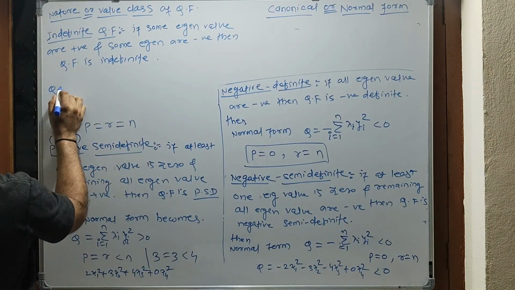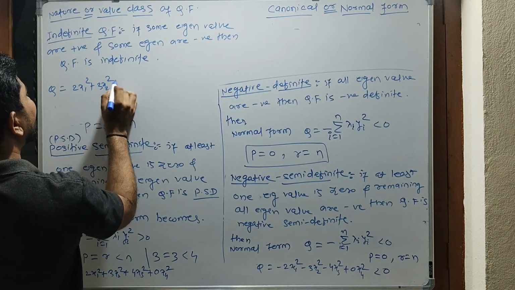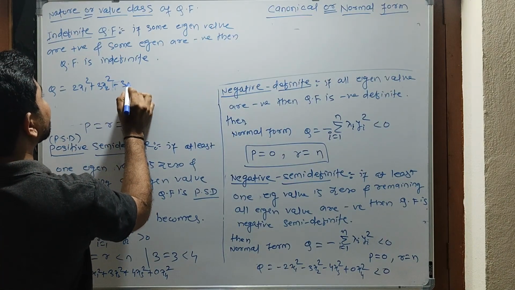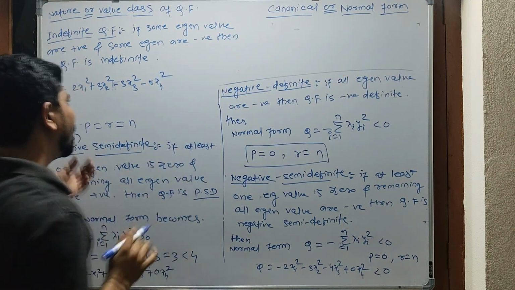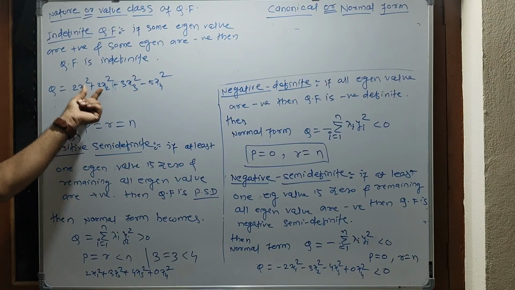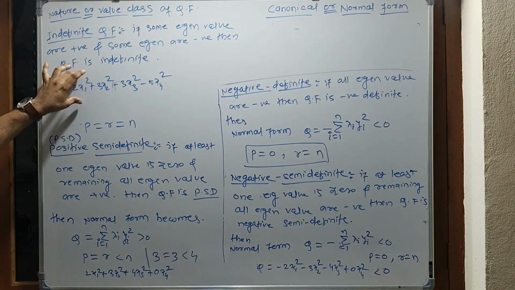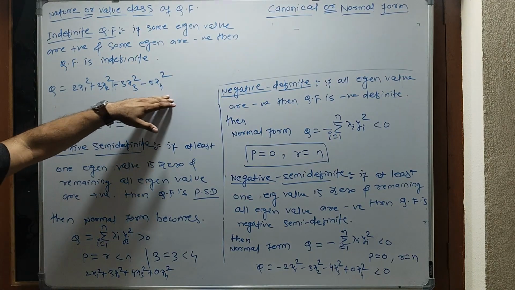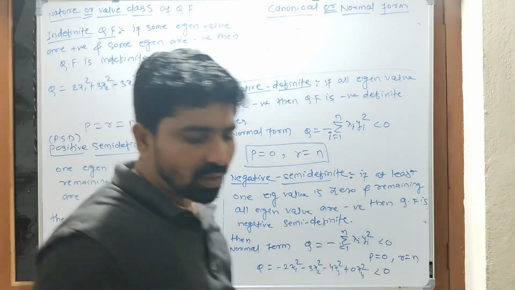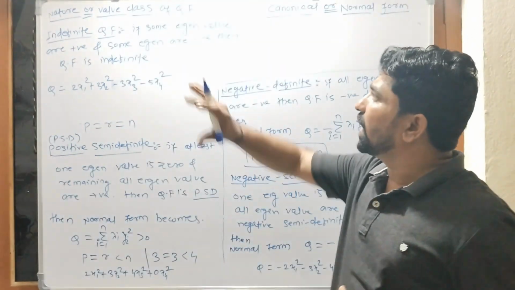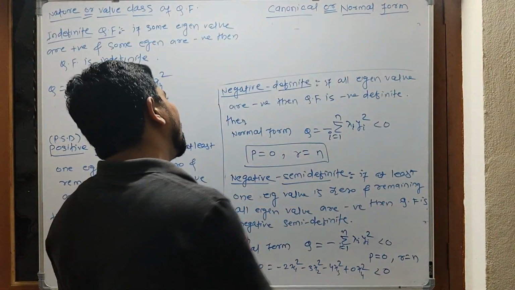So for example, let's say q equal to 2x1 square plus 3x2 square minus 3x3 square minus 5x4 square. So here 2 and 3 are the positive eigenvalues and minus 3 and minus 5 are the negative eigenvalues. So in this quadratic form, positive as well as negative eigenvalues are there. That's why this quadratic form is the indefinite quadratic form. So in this way you can define the nature of the quadratic form based on the eigenvalues.